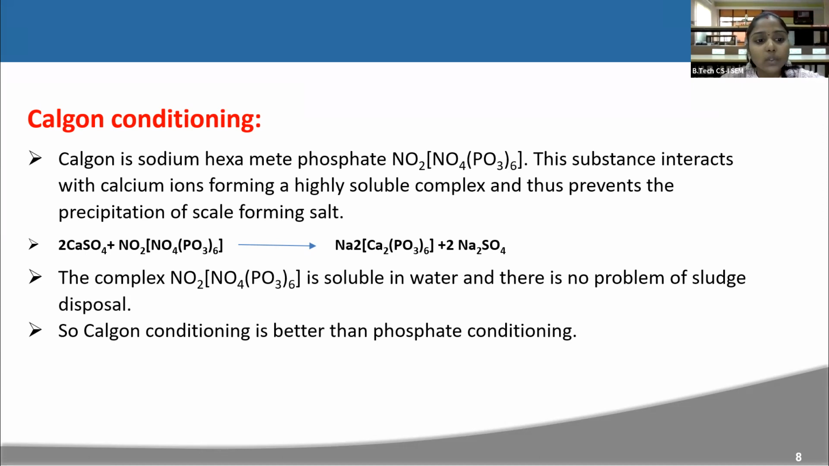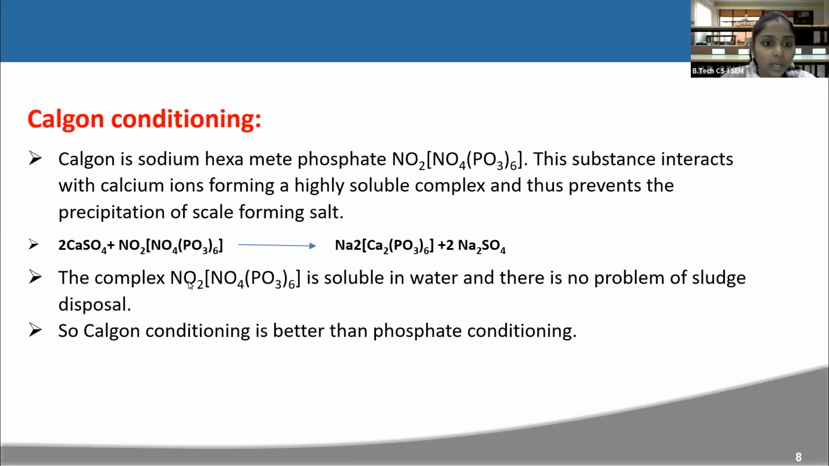So you can observe this reaction. Calcium sulfate reacts with sodium hexametaphosphate, Na2[Na4(PO3)6]. It forms the sodium calcium complex compound and sodium sulfate. Here (NaPO3)6 means sodium hexametaphosphate.